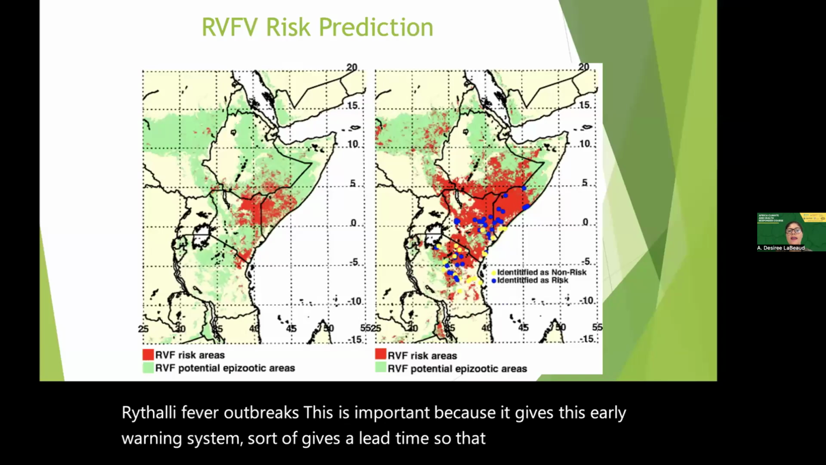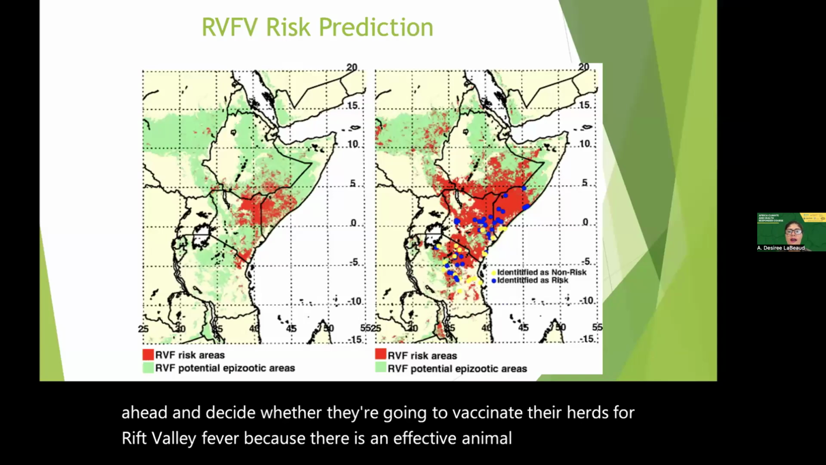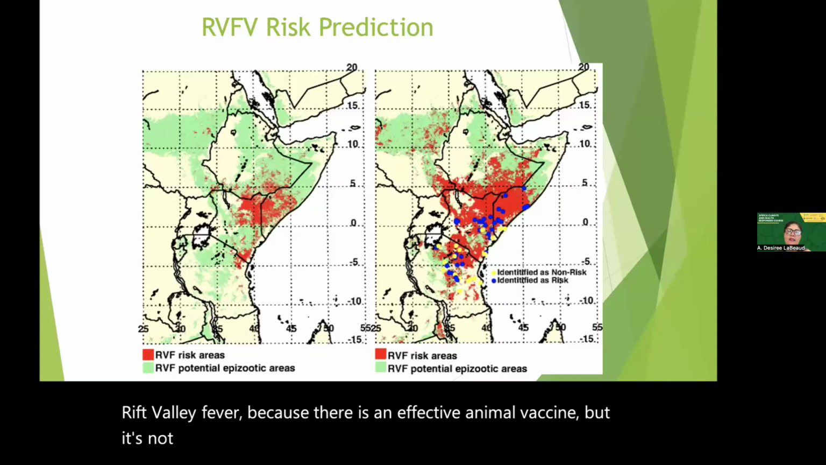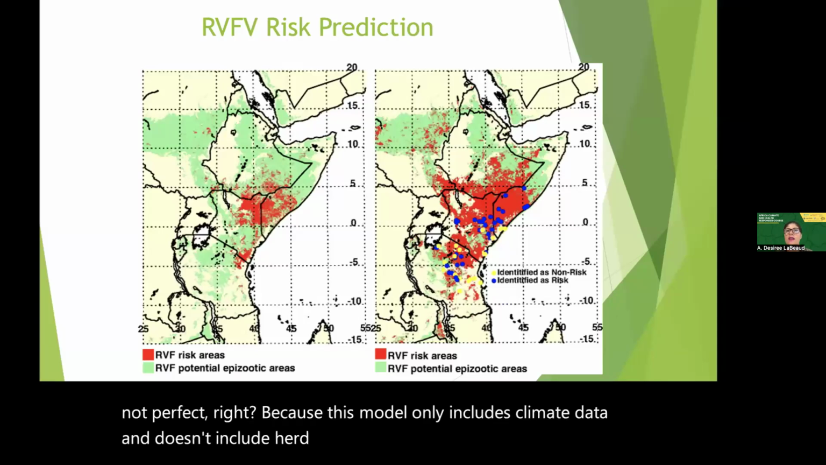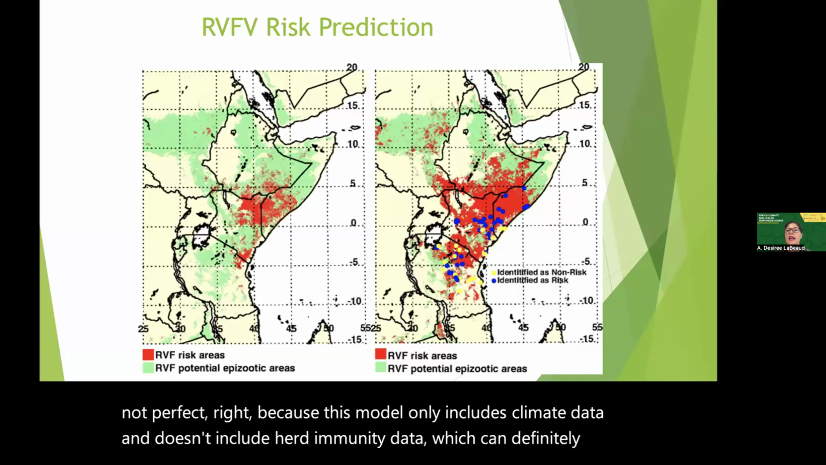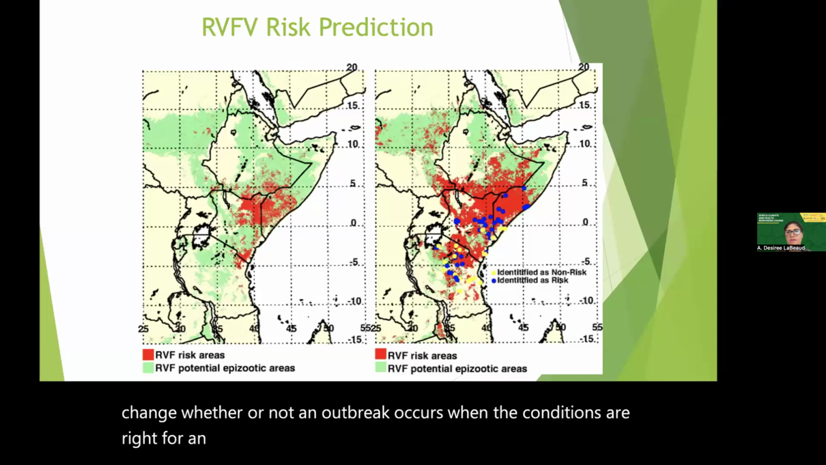This is important because this early warning system gives a lead time so that ministries can go ahead and decide whether they're going to vaccinate their herds for Rift Valley fever because there is an effective animal vaccine. But it's not perfect, right? Because this model only includes climate data and doesn't include herd immunity data, which can definitely change whether or not an outbreak occurs when the conditions are right for an outbreak to occur.